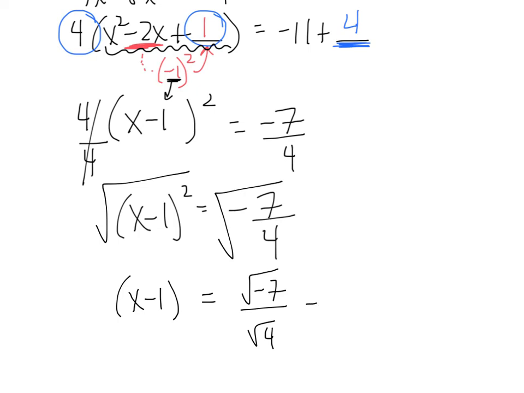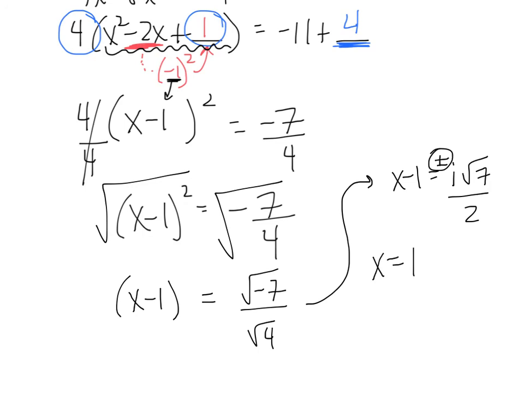So then I end up with, I'm going to go up here to finish the problem, x minus 1 equals plus or minus i radical 7 over 2. Because the square root of 4 is 2, so now I just have to add 1 to both sides. So I have x equals positive 1 plus or minus i radical 7 over 2. And that's our final answer.